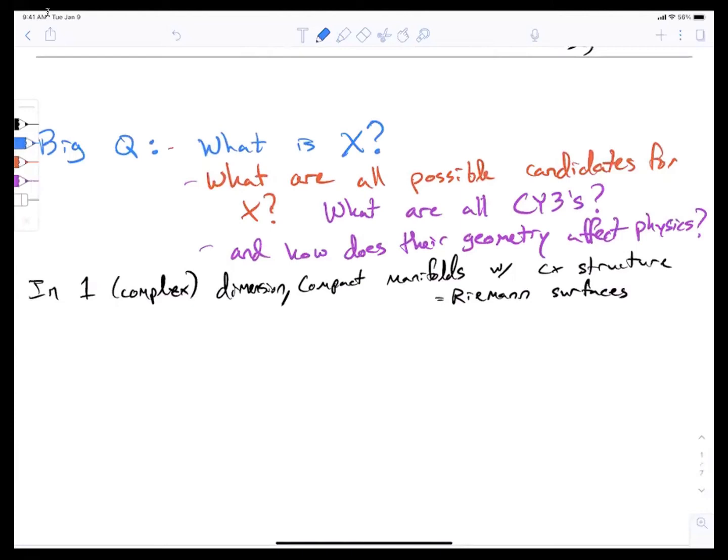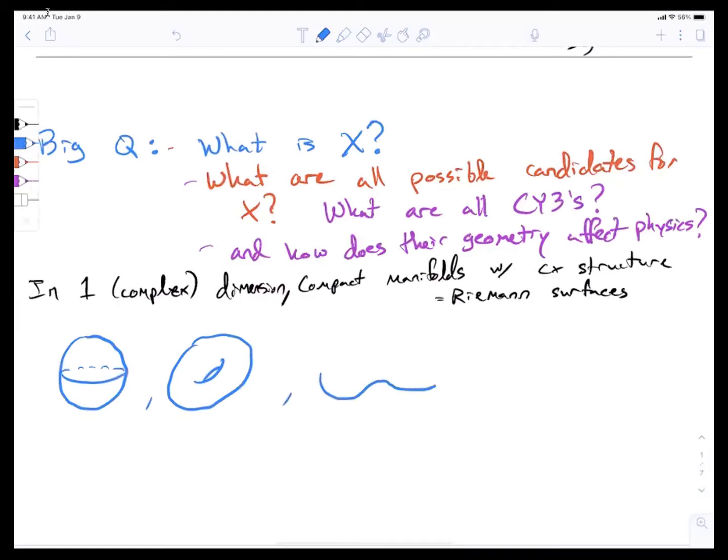So 1-dimensional complex manifolds that are compact with complex structure, some of you might know, these are given by Riemann surfaces. And topologically, a Riemann surface is characterized by how many holes it has. And so I can write down all the possibilities in 1 dimension for compact complex manifolds, etc. Okay, and so these are what they look like.